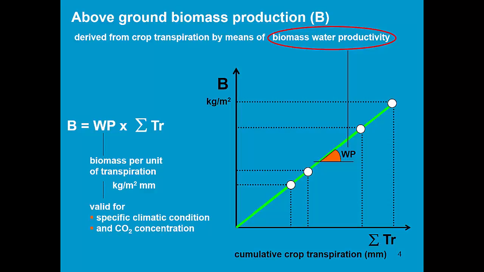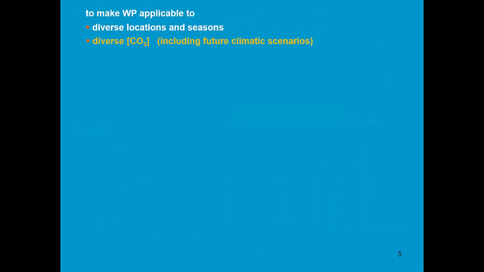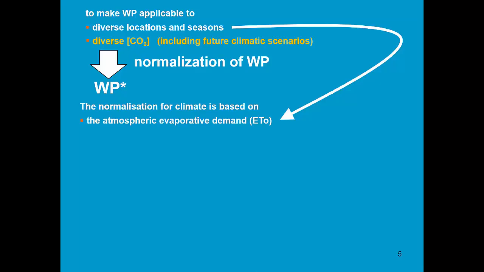The biomass water productivity, however, is only valid for a specific climatic condition and CO2 concentration. To make the water productivity applicable to diverse locations and seasons and other CO2, we need to normalize the water productivity. WP becomes WP star. The normalized water productivity is now corrected for the climate. We use ET0 as the climate index.